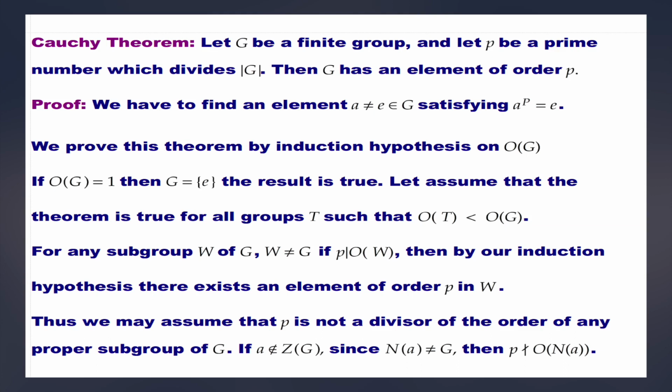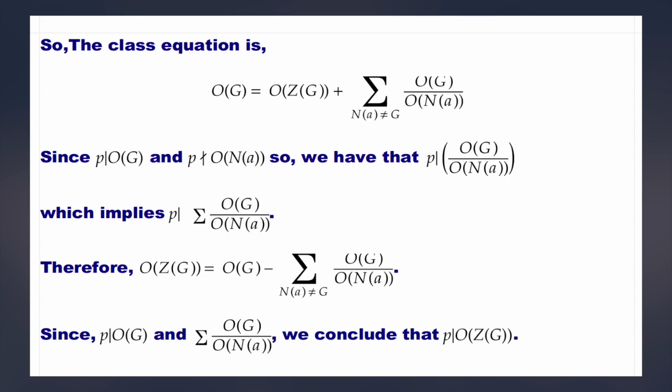If A is not in the center of G, since the normalizer of A is not equal to G, then P does not divide the order of the normalizer of A. So the class equation is: the order of G is equal to the order of the center of G plus the summation, over A with normalizer not equal to G, of the order of G divided by the order of the normalizer of A.